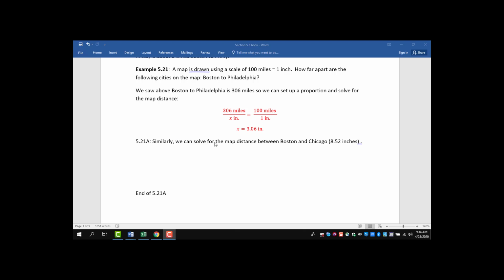All right, similarly, we can solve for a map distance between Boston and Chicago. And actually, this is not a map distance, this is the actual distance. We're going to solve for the actual distance given the map distance. So think about how I'm going to set that up.